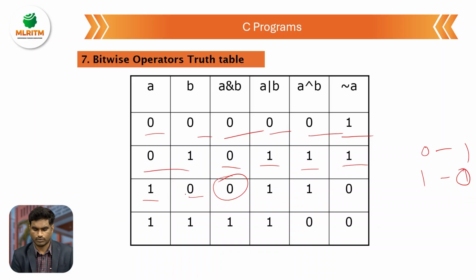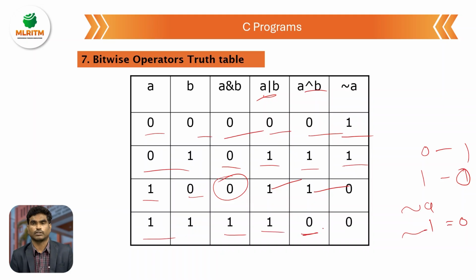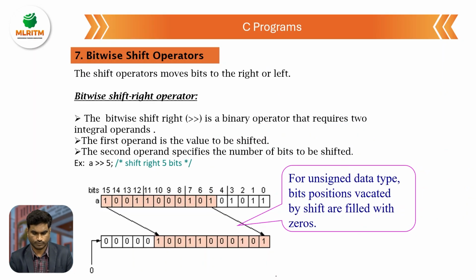Next 1 0 by implementing the OR operator, the result is 1. Here exclusive OR, the result is 1. Here 1 and 1 means the result is 0. Next, when both are true, the result is true. Exclusive OR, the result is false, and for one's complement, the result is 0.